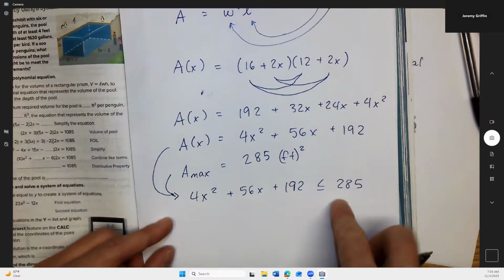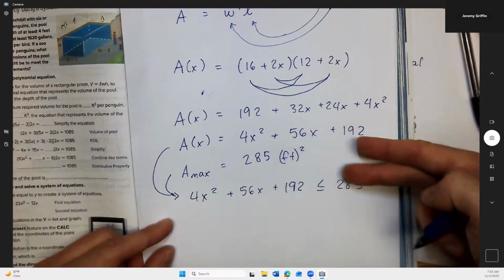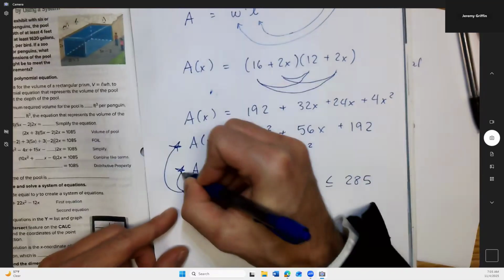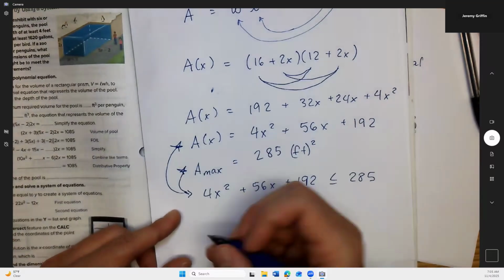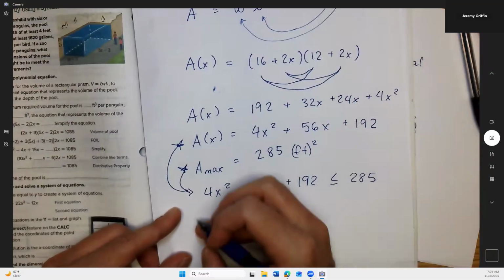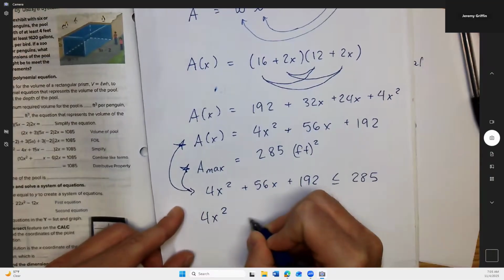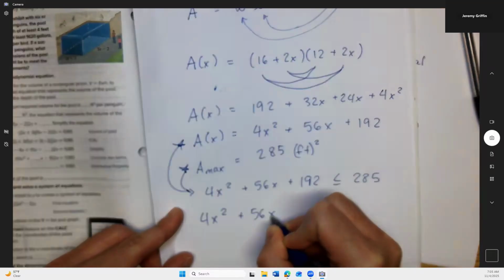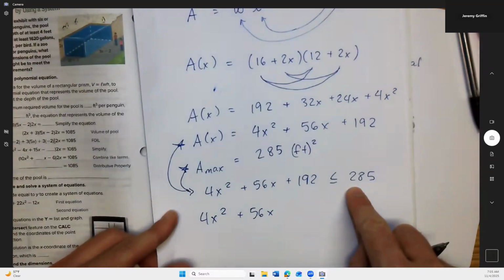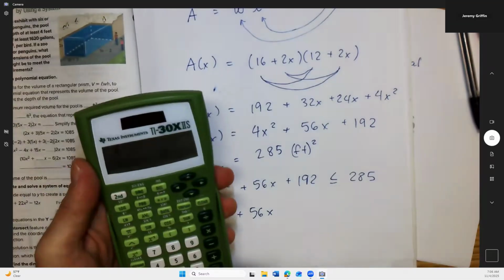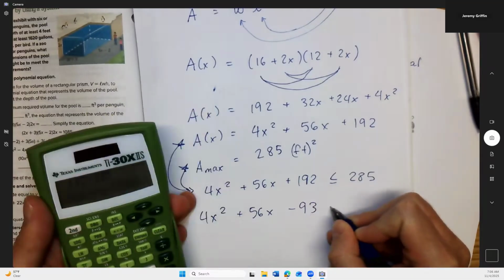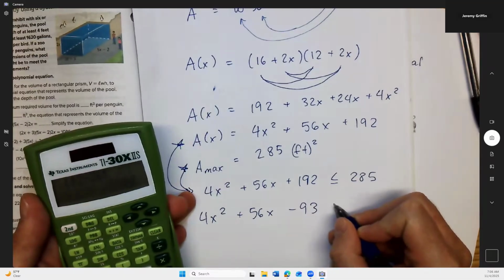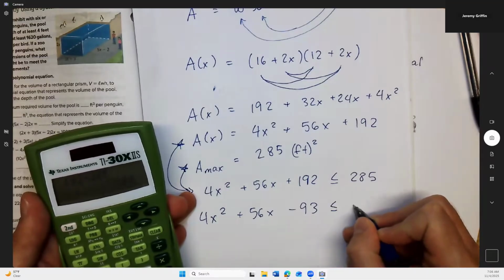So I could plug this into Desmos and just figure out where these two graphs cross, right? So this graph and this graph, where do they cross? Or if I wanted to, I could subtract this over and say, where does it all equal zero? Or well, less than or equal to zero, I suppose. 4x squared plus 56x. See, if I subtract 285, what's 192 minus 285? It'd be minus 93. That would be, let's see, less than or equal to 0. Okay, something like that.